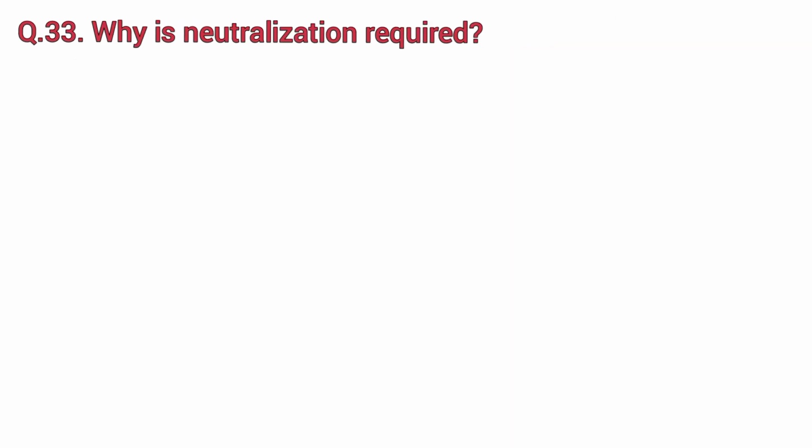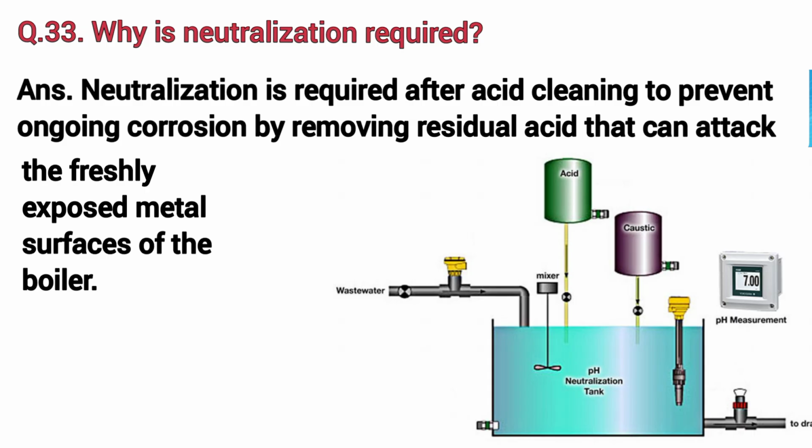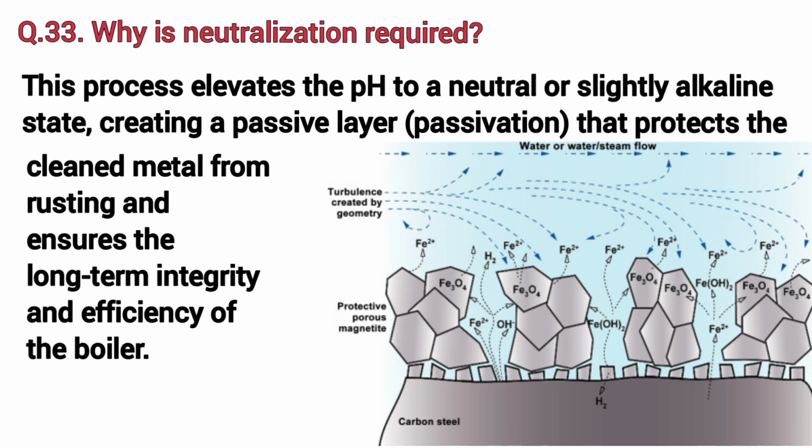Why is neutralization required? Neutralization is required after acid cleaning to prevent ongoing corrosion by removing residual acid that can attack the freshly exposed metal surfaces of the boiler. This process elevates the pH to a neutral or slightly alkaline state, creating a passive layer, passivation, that protects the cleaned metal from rusting and ensures the long-term integrity and efficiency of the boiler.